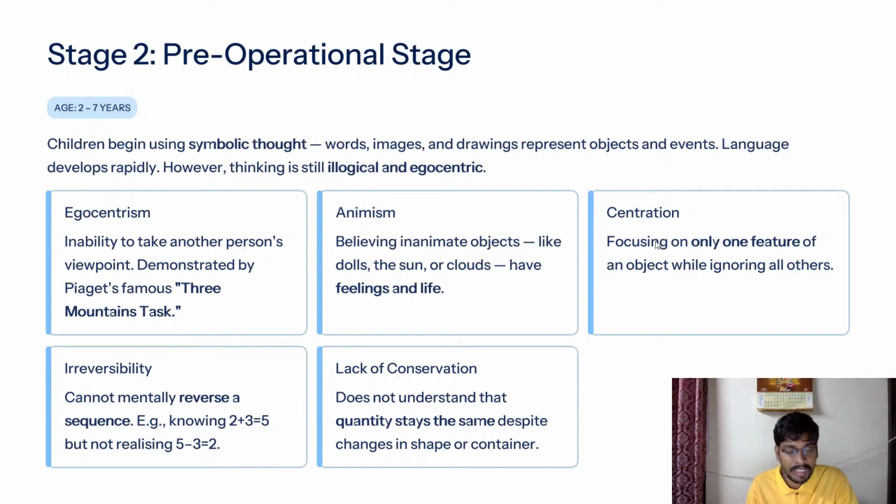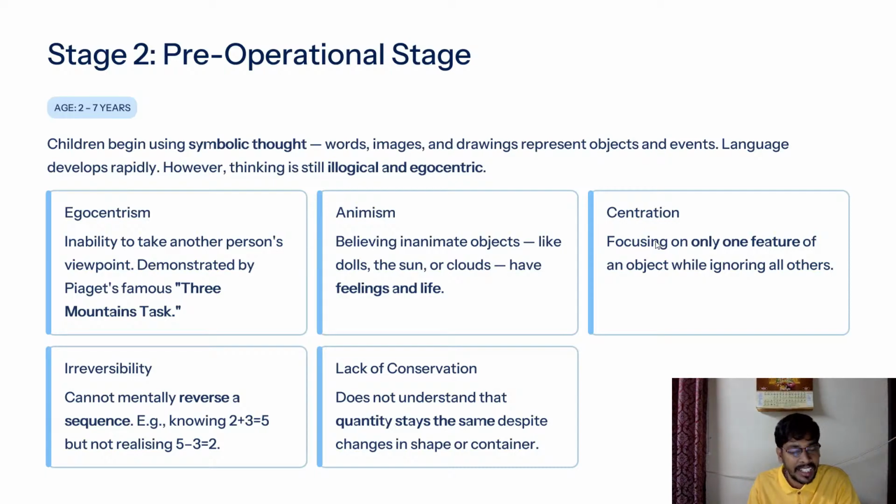So when the child is between 2 to 7 years, specifically kids who are 5 to 7 years, they don't accept the viewpoint of anyone, even their parents. If the parents say something, the child doesn't follow it. That is called egocentrism. So they don't actually take anyone's viewpoint. They don't follow anyone's instructions or viewpoint. They are demonstrated by Piaget's famous three mountains task.